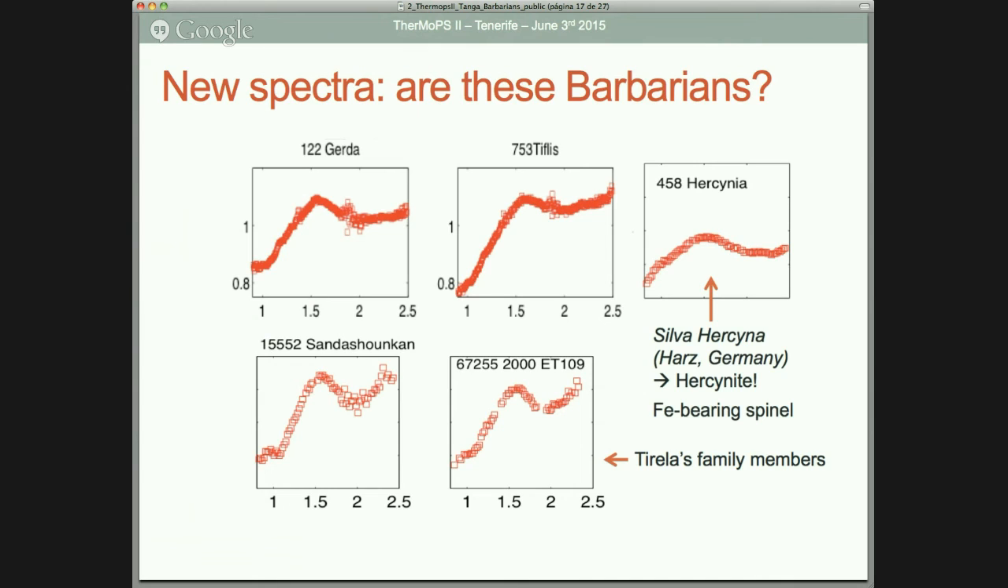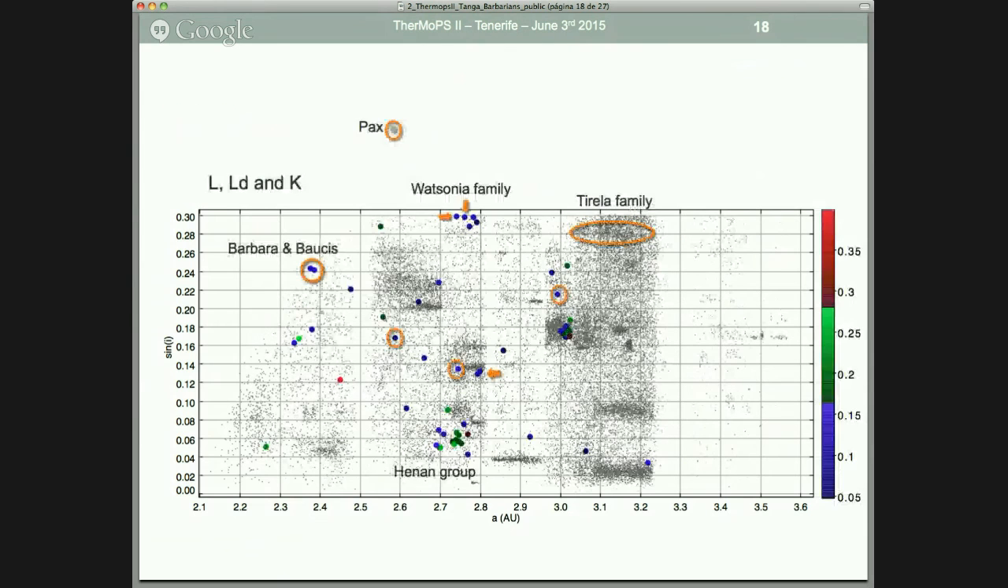Anyway, these two objects here belong to another family, which is the Tyrrella family, a little poorly known family in the outer belt, but with a very strong, extremely strong signature of a spinel at the 2 micron. Tyrrella is out there, and if you look at the albedo of Tyrrella, it is rather high in a region where everybody else is dark. So it's quite an interesting family to target for future studies on this subject.